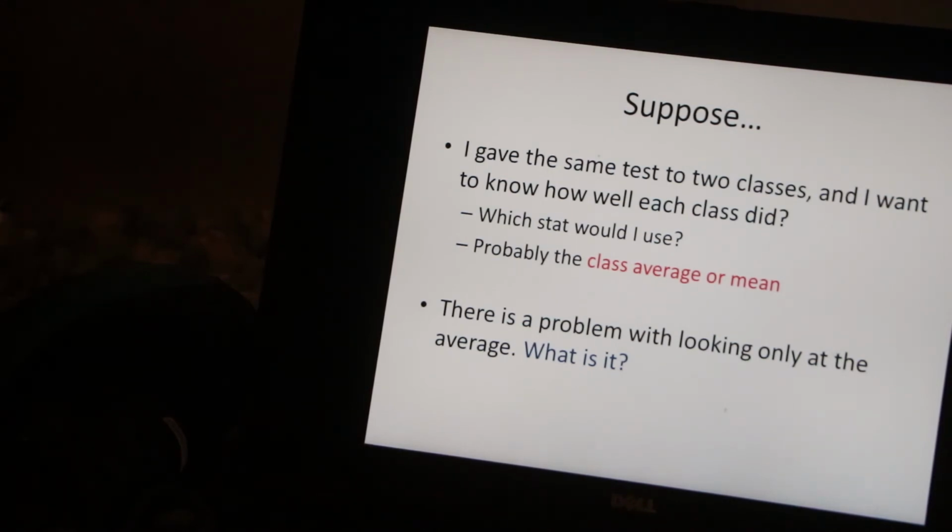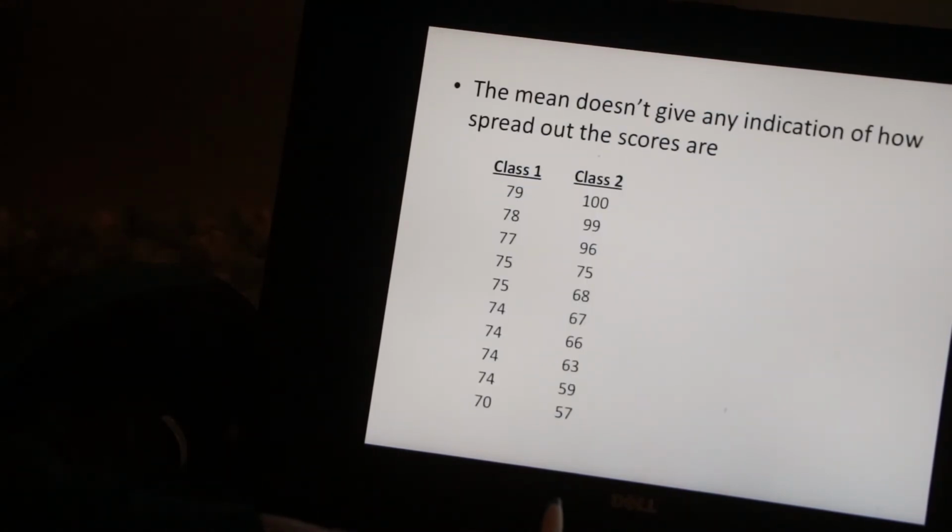So suppose I gave the same test to two classes, and I want to know how well each class did. The question is, which statistic would I use? Probably I would look at the class average, or the mean, to get a sense of the difference. But as I said before, there's a problem when you look just at the average. And that problem is that you can have the same mean, but it doesn't tell you how dispersed the data are.